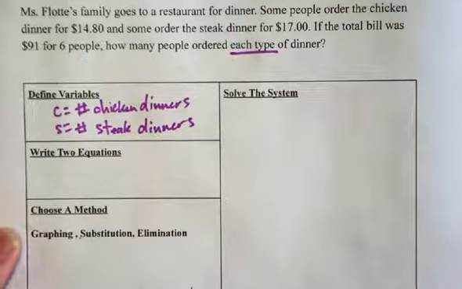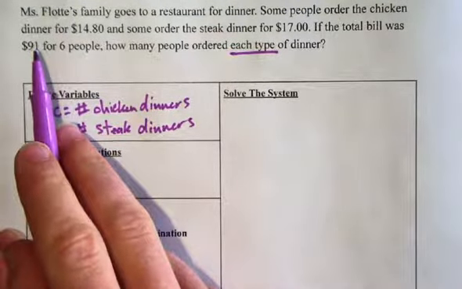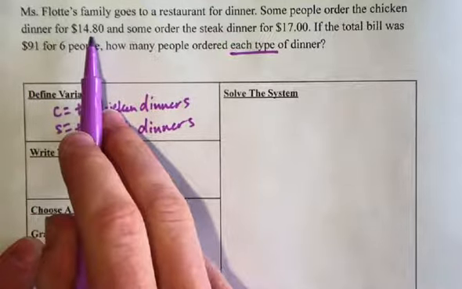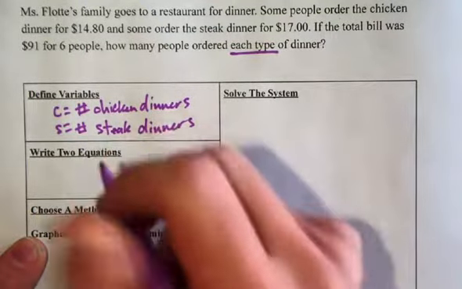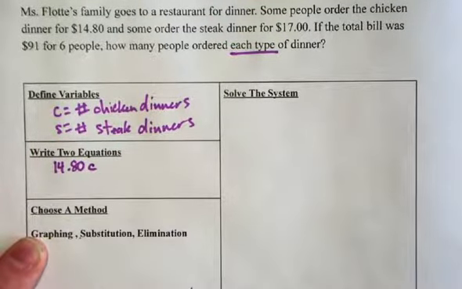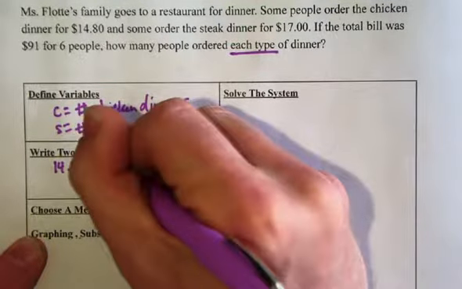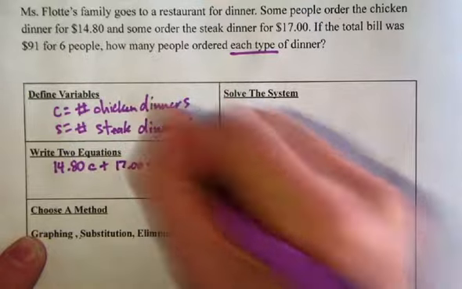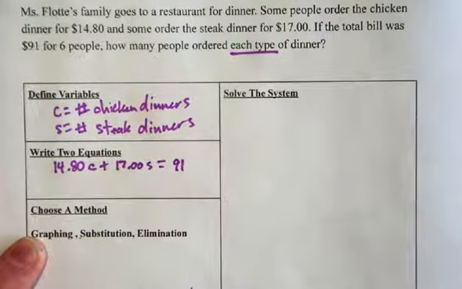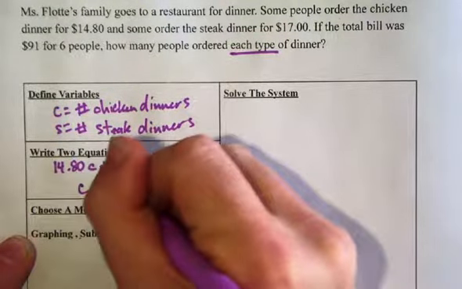Let's write two equations. Okay? Well, the total bill is $91. Each chicken dinner is worth $14.80. Each steak dinner is worth $17. So that means that 14.80 times C, right? 14.80 times the number of chicken plus 17 times S equals the total, which is 91. Then there are a total of 6 people, so that means the number of chicken dinners plus the number of steak dinners equals 6.